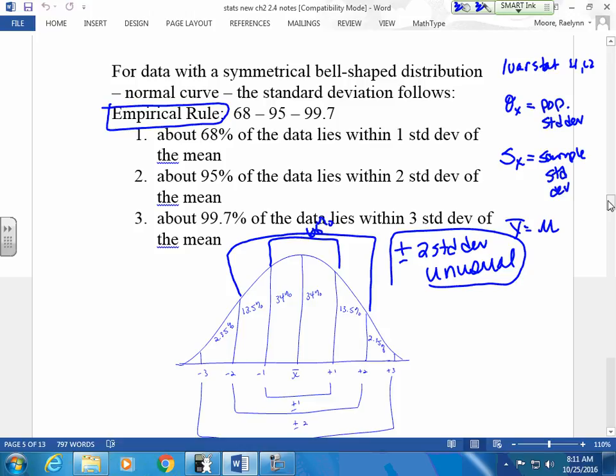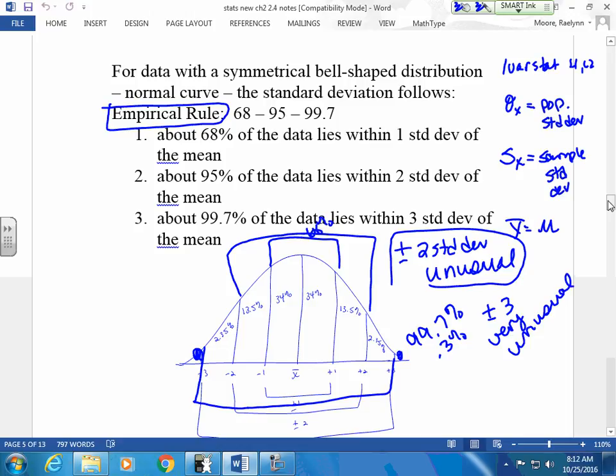If I'm plus or minus 3, then I almost have my whole entire curve. So plus or minus 3, 99.7% of my data sits there. If you think about this little tiny section here and this little tiny section here, they add up to 0.3%. We consider this, if it's plus or minus 3, very unusual. Because I'll hardly find something way out here or way out here.